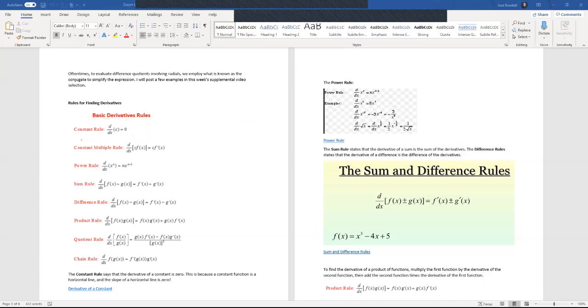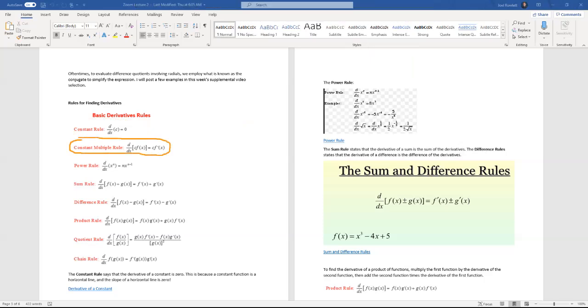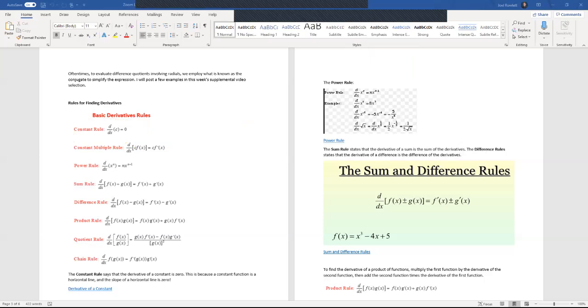The second rule, the constant multiple rule, says that if you want to take the derivative of a constant times a function, then you can take the constant to the outside and then multiply that by the derivative. And we'll look at some examples of that throughout this lecture. The power rule is actually a favorite of mine.